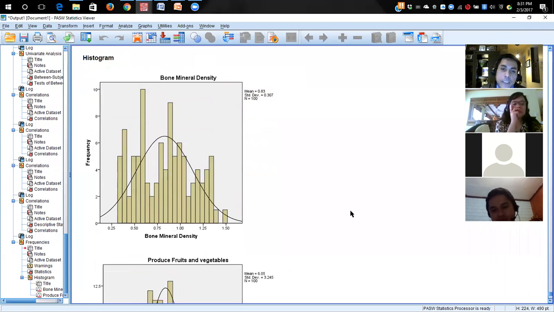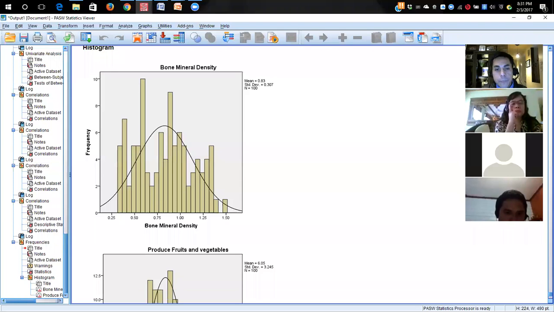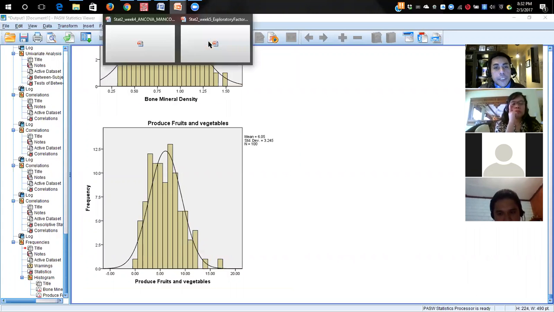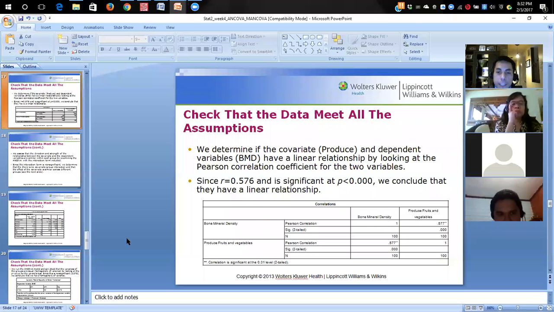And right here, this is our bone mineral density with the normal distribution curve. It's a nice bell. And for our fruits and vegetables, it also has a nice bell curve. So by examination, I think we can safely say that our data is normally distributed. So we already checked all the assumptions, and they meet those assumptions for ANCOVA. So we proceed then to the following slide. This is what we got.